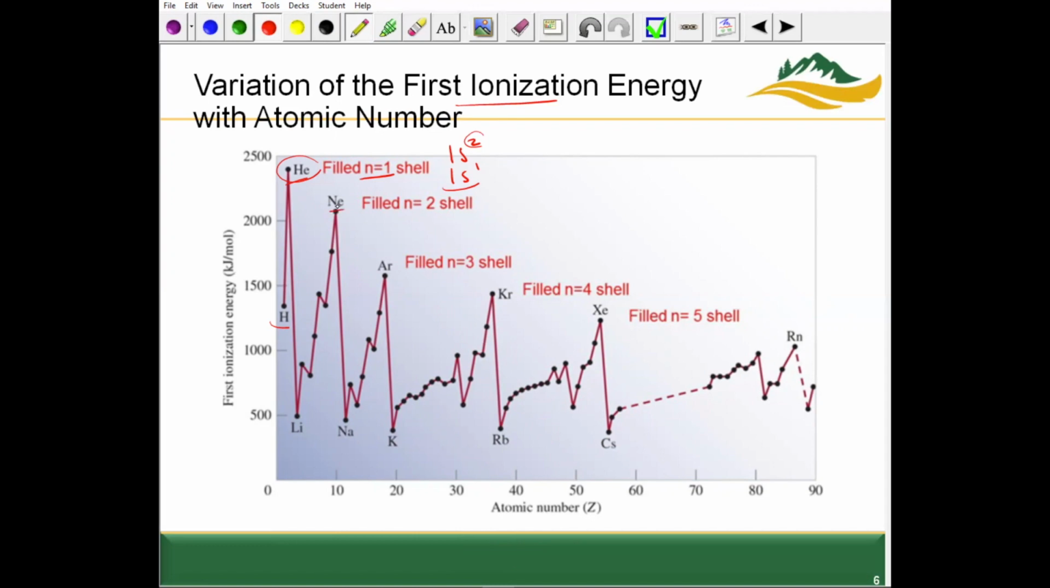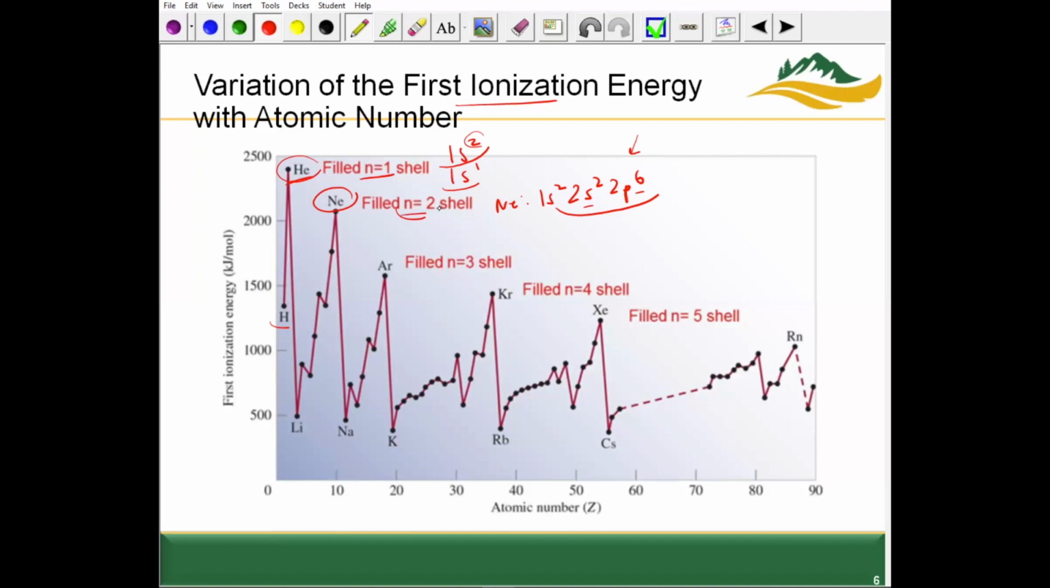Then for neon, that's also in a happy complete octet, just like helium is in a happy complete duet. Neon has a filled n equal 2 shell. So neon, we know, has 10 electrons. That's 1s2, 2s2, 2p6. With a filled n equal 2 shell, it's really difficult to remove any electrons from neon. It's already in a happy, satisfied, complete octet.